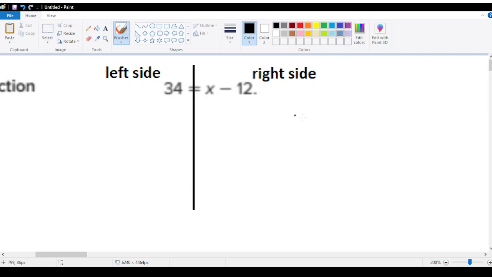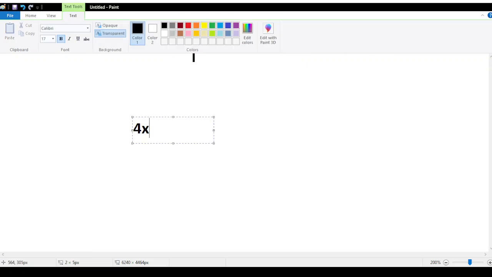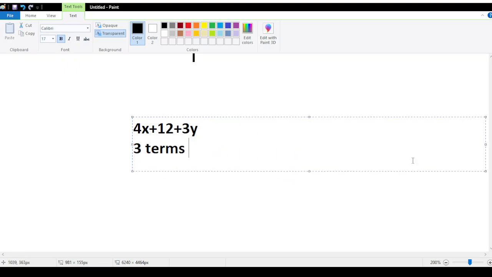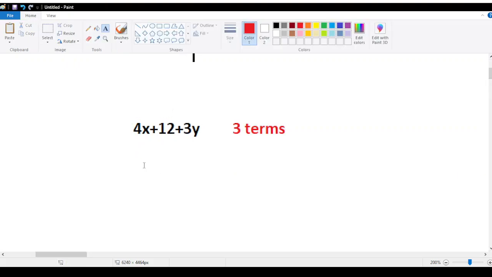Now, in math, we have something similar to that, but it's not a space. It's plus or minus. For example, if someone asks you 4x plus 12 plus 3y, how many words we wrote in math here, what you will tell him? This is the first word, the second one, this is the third word. So we will say that we have 3 terms. They are not called words, they are called terms. So how many terms we have here, Shamsa? 3 terms.